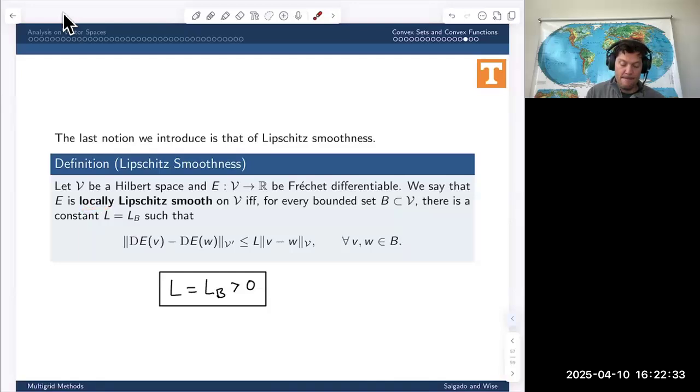All right. If this is so, if it's locally Lipschitz smooth, then there exists for every B such an L such that this holds. So what does this mean, actually? Maybe we could do a quick little example. Is that possible? Let's see.